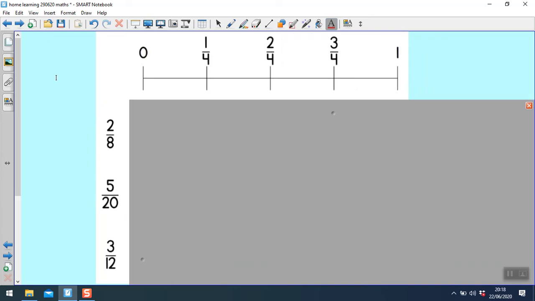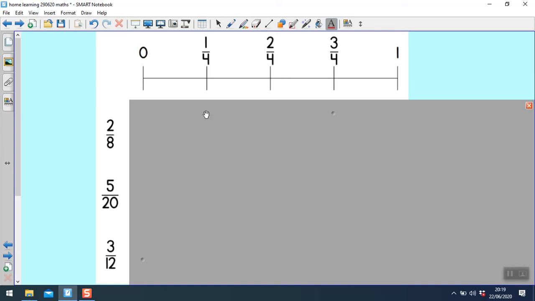Now here you've got a number line, and we've got 0 at this end, 1 at this end, and we have got 4 jumps. 1, 2, 3, 4 jumps, which means they're going up in quarters. So 1 quarter, 2 quarters, 3 quarters, and then this is 4 quarters, which is the same as a whole one. And we're going to have a look at these fractions, 2/8, 5/20, and 3/12, and think about where they would be on this number line.